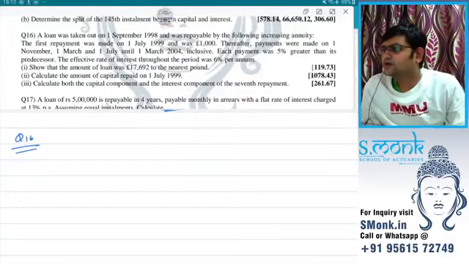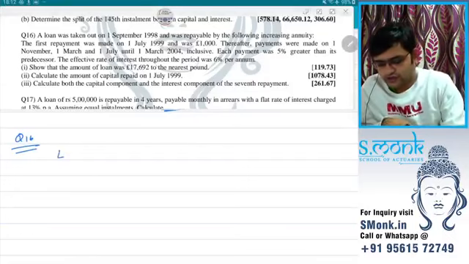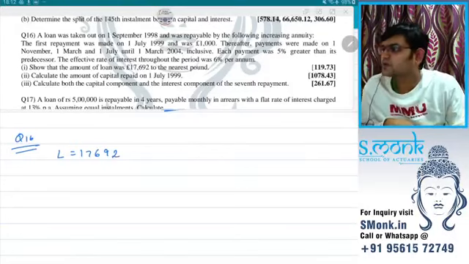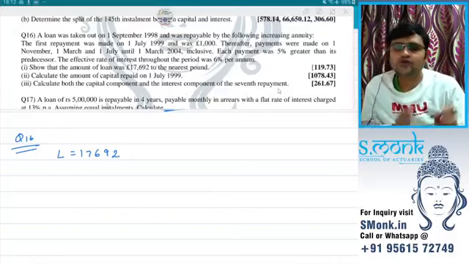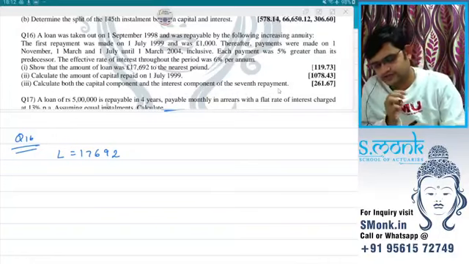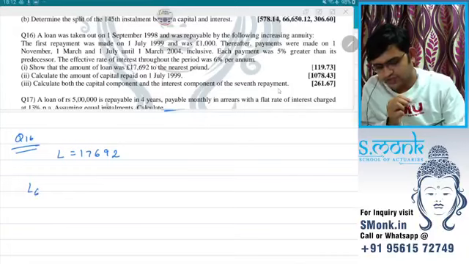So our loan is 17,692. Then the amount of capital repaid on 1st July 1999 was this much. That is not going to be used in this one. Now when we are trying to calculate both the capital component and the interest component of the 7th repayment, we would want the loan outstanding after our 6th repayment. So, the loan outstanding after our 6th repayment.